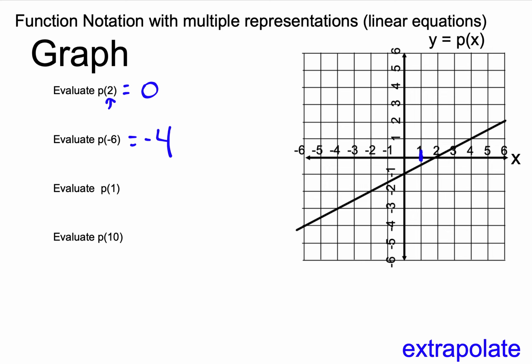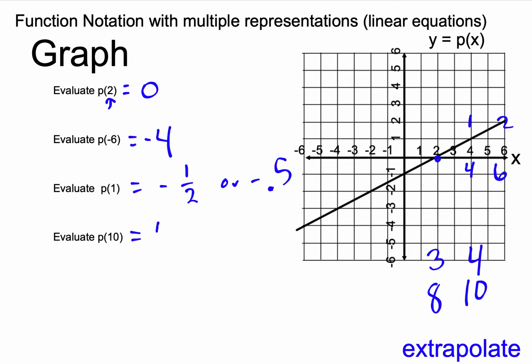Okay, let's look at P of 1. There's 1. It is just down a little bit from the x-axis. In fact, that is negative 0.5. And then P of 10, our graph does not go that far. So we're going to have to use patterns. There's a couple ways we could do this. One is to realize that at 2 it's 0, at 4 it's 1, at 6 it's 2, at 8 it's going to be 3, and at 10 it's going to be 4.